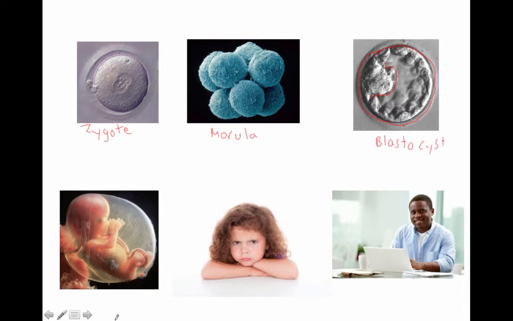Then down here we have a fetus, about 12 to 15 weeks old. Here we have a child, a rather grumpy child for some reason. And here we have an adult. As I said before, each of these are a source of stem cells, so let's identify what they are. In this top row, these are all embryonic stem cells. So I'm just going to write embryonic stem cells across the top here because that's what all of these are. On the next slide, we'll break these down into more specialized terms.